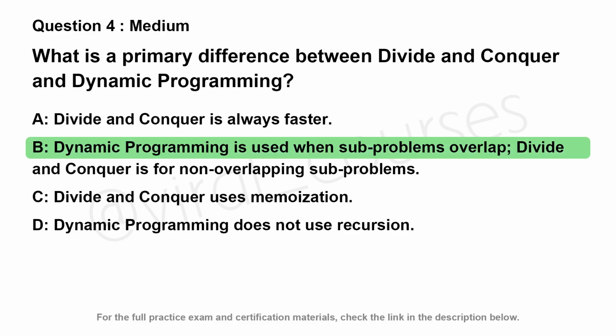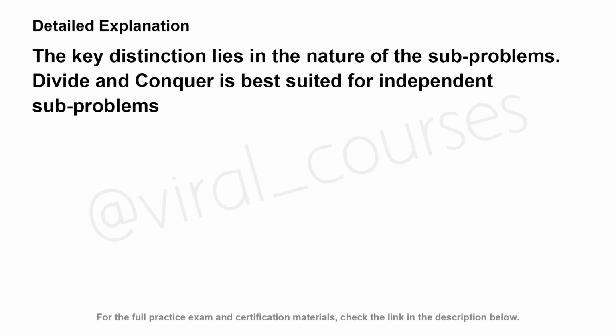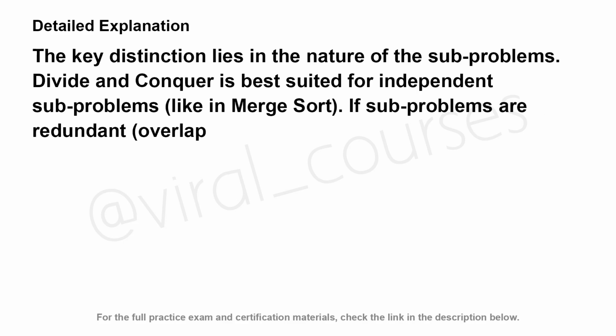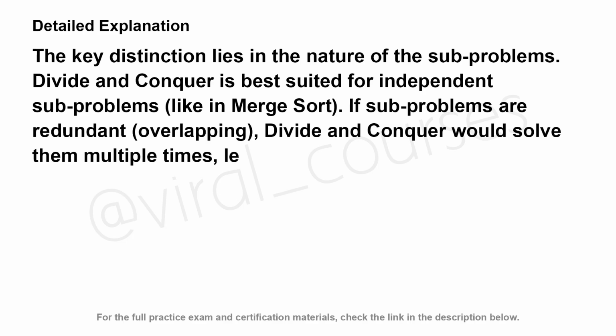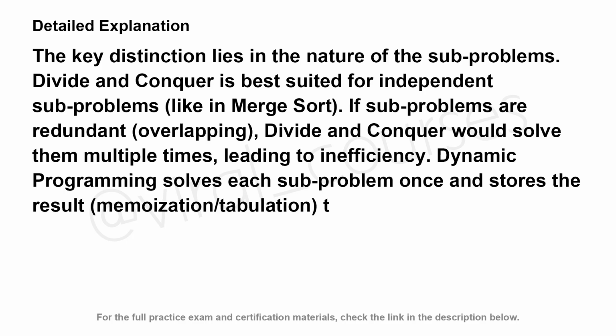The correct answer is B. The key distinction lies in the nature of the subproblems. Divide and conquer is best suited for independent subproblems, like in merge sort. If subproblems are redundant or overlapping, divide and conquer would solve them multiple times, leading to inefficiency. Dynamic programming solves each subproblem once and stores the result, using memoization or tabulation, to avoid redundant work.